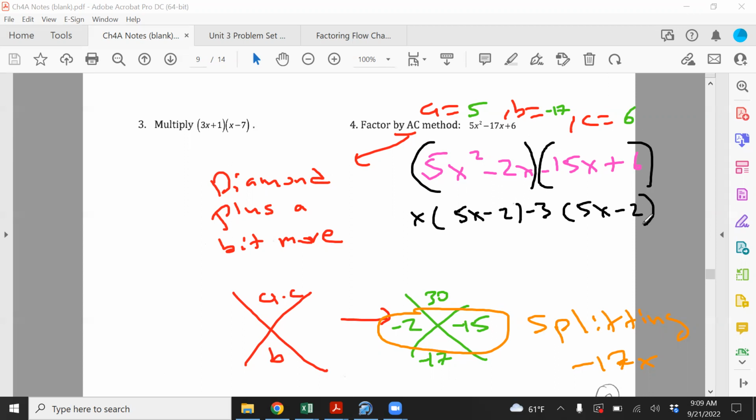Oh, I remember that. Doesn't matter. It won't matter. You can do any order. Easier. So now, are these identical? These 5x minus 2s? Yeah. So you can say the final answer is this.